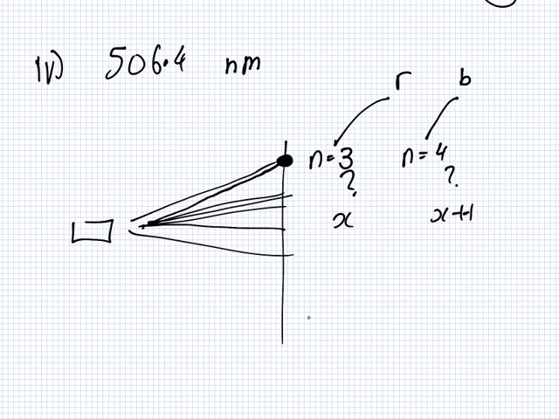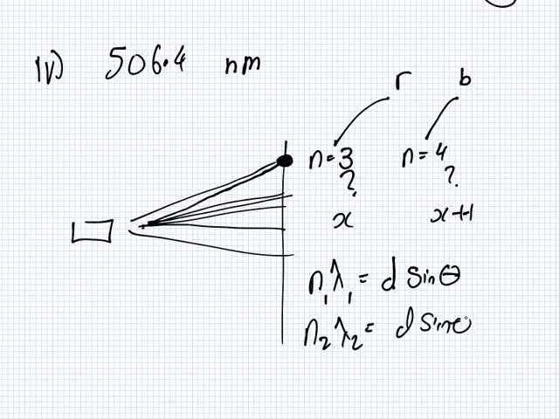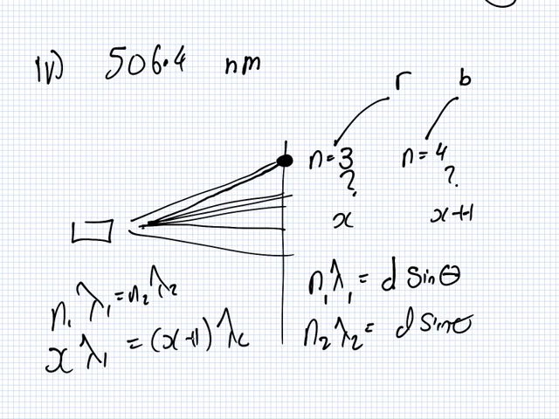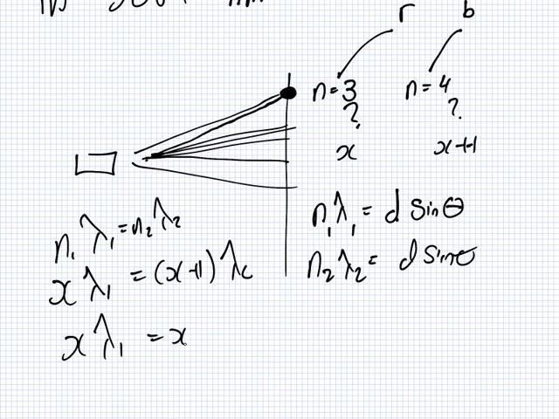What we do know is n1 lambda 1 equals d sine theta, because d is the same for both, and theta is the same for both if it's at the same spot. And n2 lambda 2 equals the same thing. So that means n1 lambda 1 equals n2 lambda 2. We're calling the order for the red one x, and the next one is x plus 1. So a little bit of algebra: x lambda 1 equals x lambda 2 plus lambda 2. So x equals lambda 2 over lambda 1 minus lambda 2 when you rearrange.